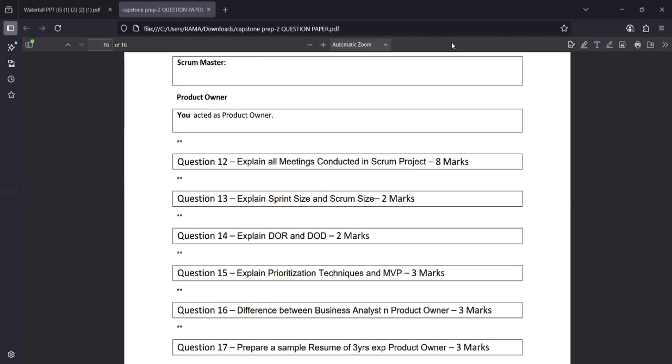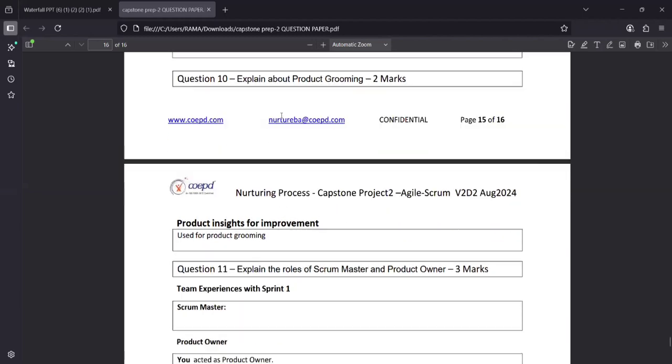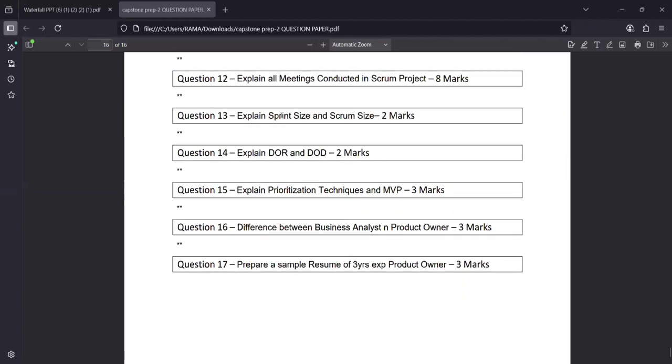Okay, so this is known as the sprint meetings conducted in the Scrum project. One more is backlog grooming, which we have already discussed. So that is the 10th question. Next, explain sprint size and Scrum size.